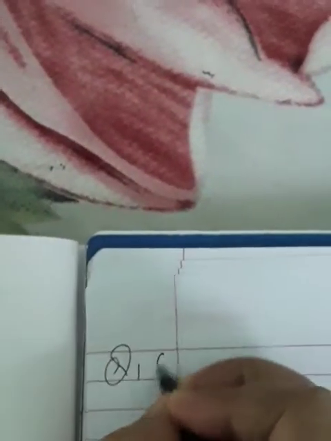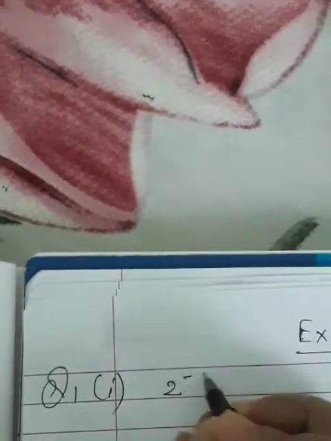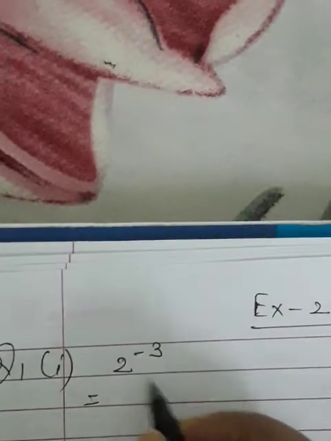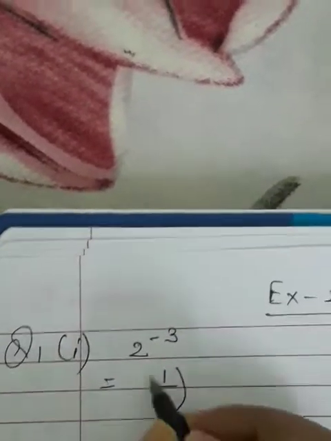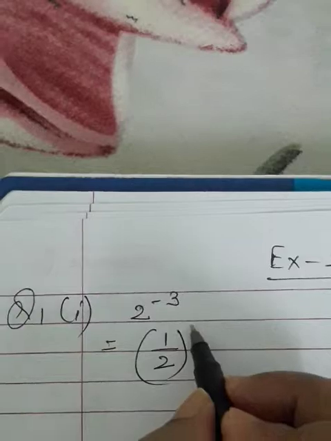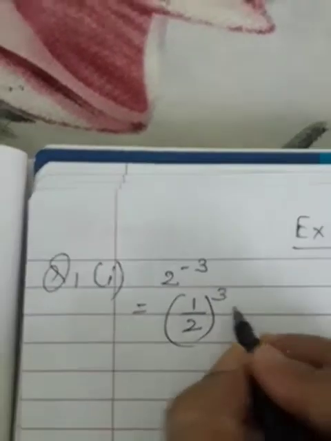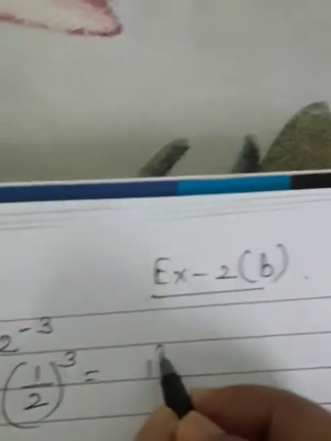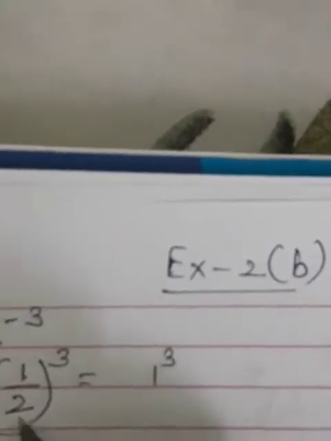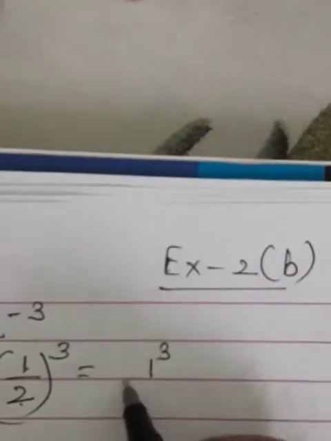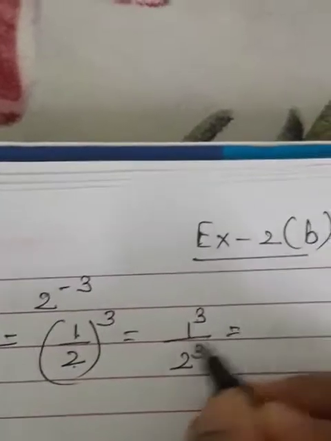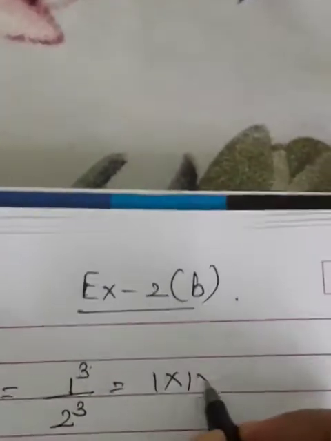Question number 1, the first part, 2 to the power minus 3. Okay, now to make this power positive, I take the reciprocal. Reciprocal of this number 2 is 1 over 2. When you take the reciprocal, this power minus 3 becomes 3. Now this is equal to 1 over 2, the whole cubed. This cube is for the numerator also, and the denominator also. So 1 cube over 2 cube.